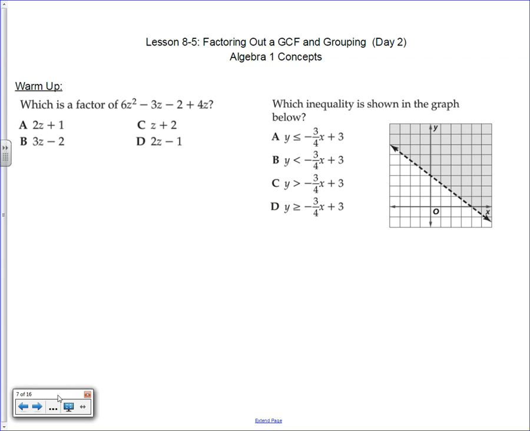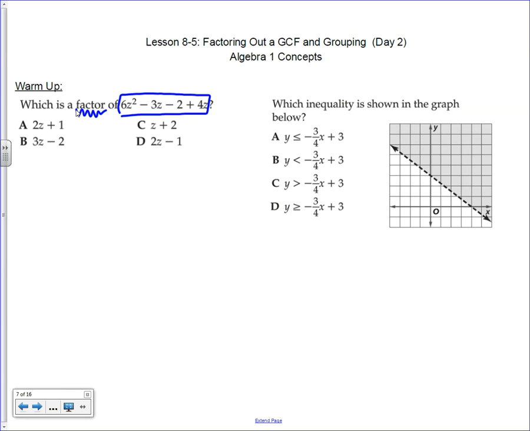It says, which is a factor? There's that F word again, right? Factor? Somebody tell me what it means, a factor, from yesterday. You're trying to figure out the original multiplication problem. So if you are looking at this polynomial right here, does everybody see it? I want to know what was multiplied together to make that. And normally in algebra, we use parentheses to denote multiplication. So your answer is going to have some parentheses in it.